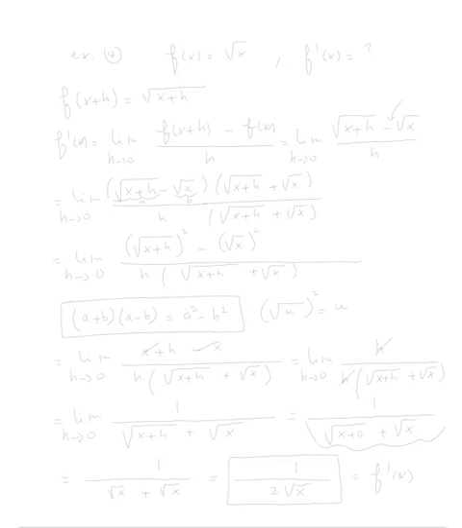Now let's do example 4. Example 4. Let f of x be equal to the square root of x, and let's try to find the derivative f prime of x. So again, we need to find f of x plus h. Since f of x is square root of x, wherever we see x, we plug in x plus h, so this becomes just square root of x plus h.